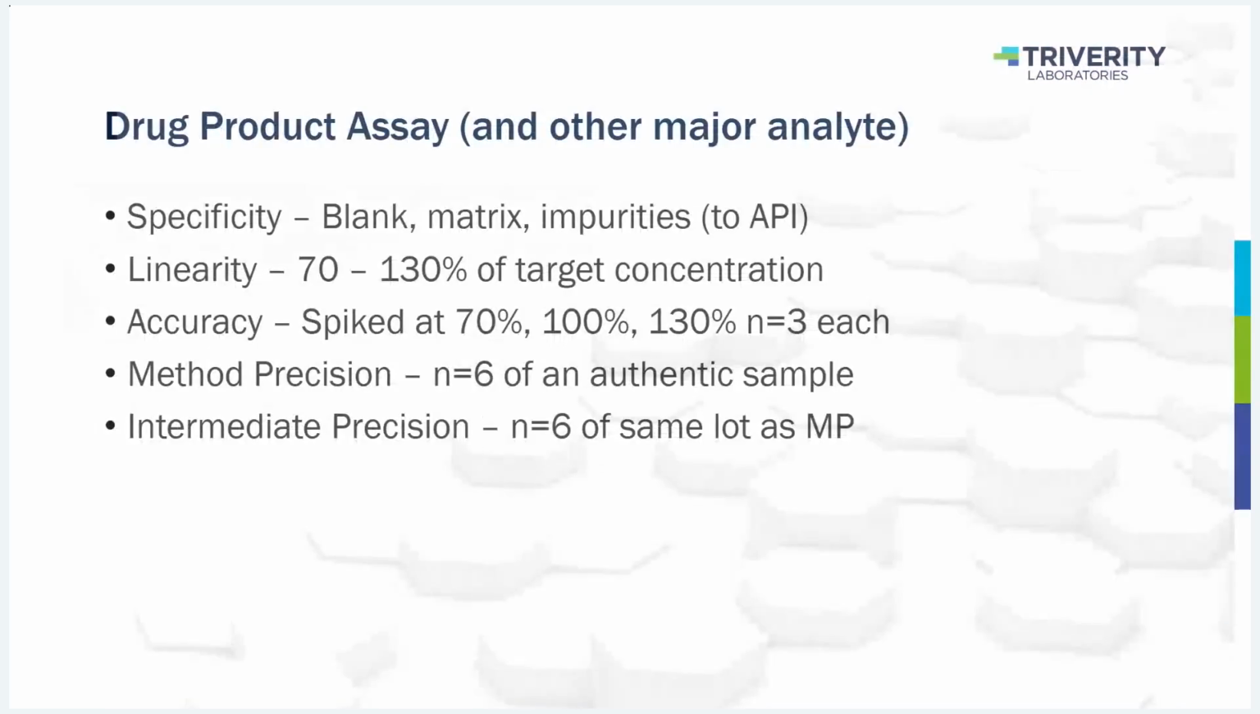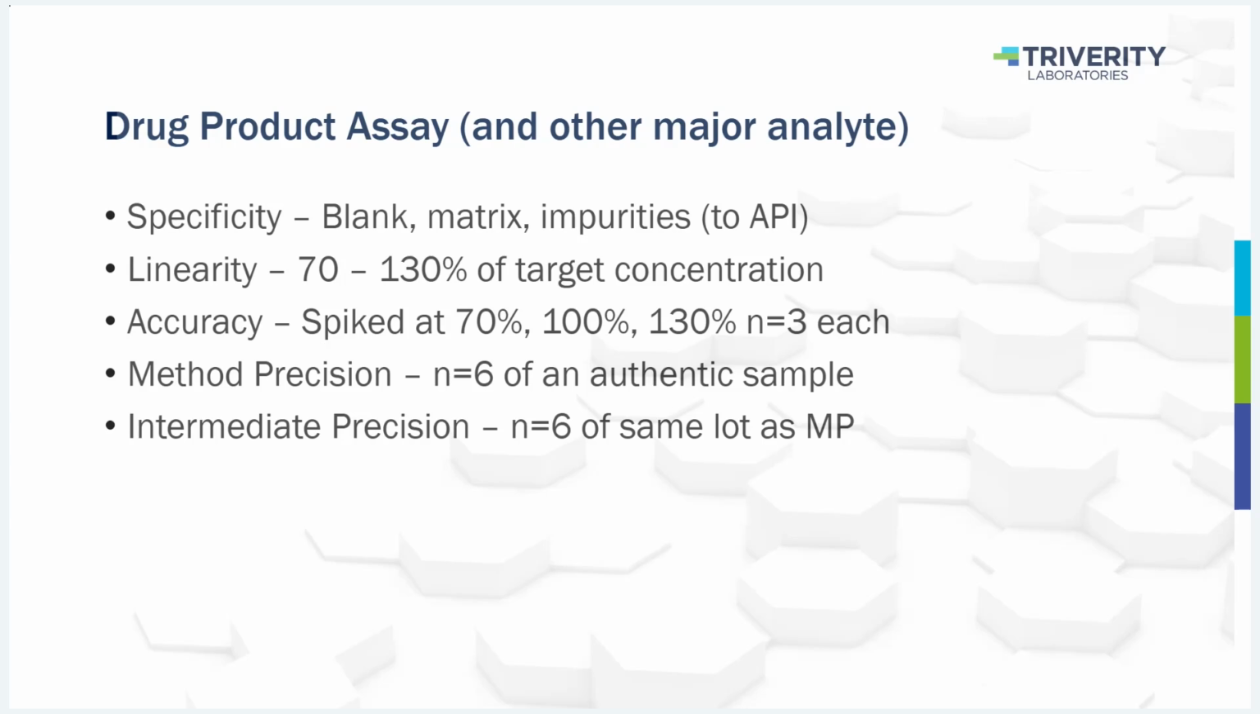Next up is drug product assay, very similar to drug substance assay. This also is any other major analyte, so preservatives, antioxidants, critical excipients. We look at specificity, blank, we're adding matrix into this. We want to make sure that there are no matrix peaks that interfere with our ability to detect any of the analytes. And then the impurities specific to the API. And they don't have to be specific to each other.